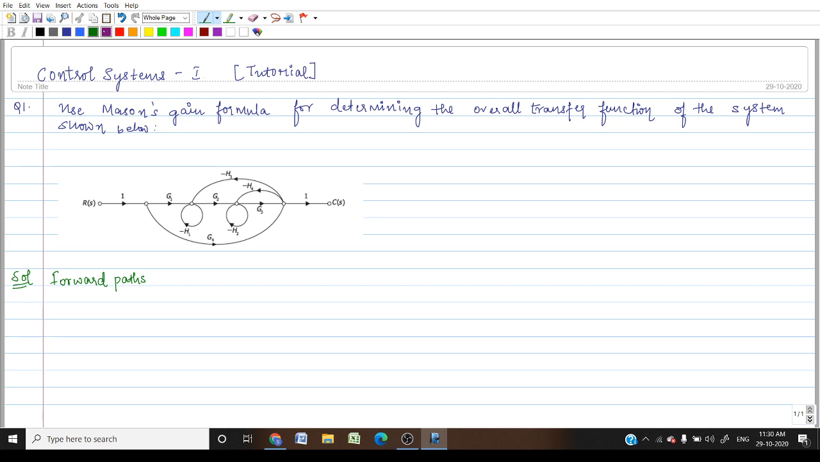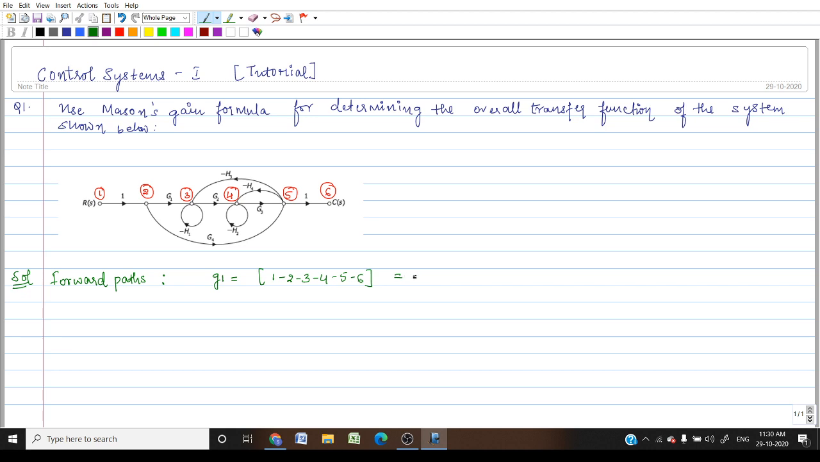before identifying the forward path, I'll just name these nodes. The nodes are not named. I'll just name them 1, 2, 3, 4, 5, and 6. That way it will be easier for us to identify the forward paths. So here we can see that there are two forward paths. The first one, G1, is between 1 to 2, 3, 4, 5 and 6. So the complete straight line, that is your first forward path.